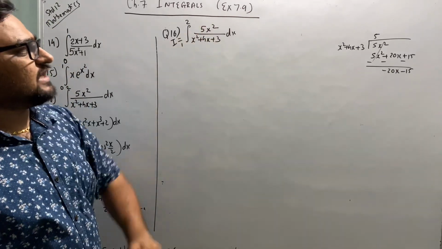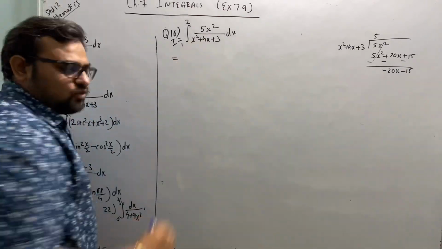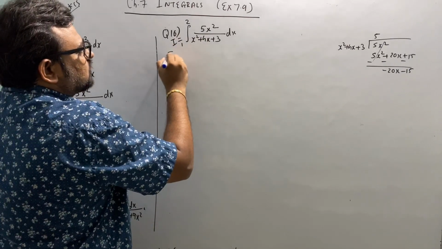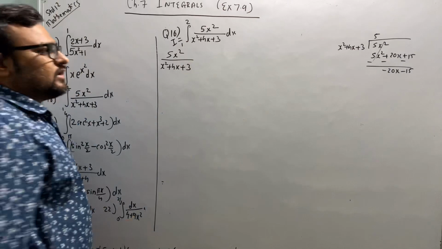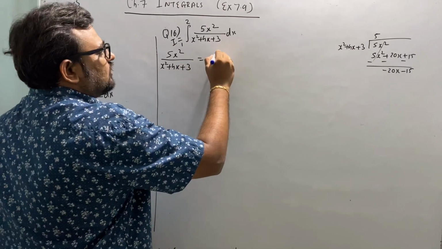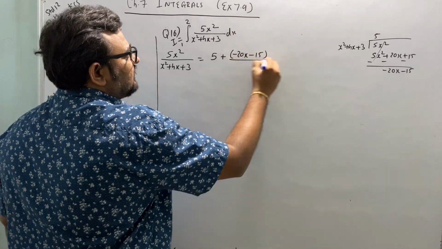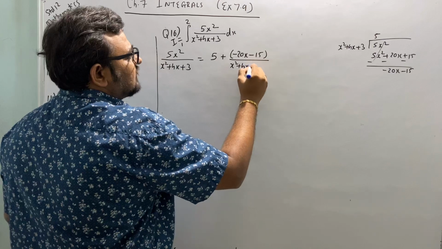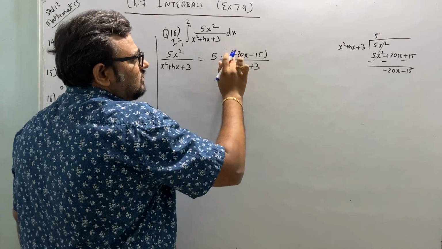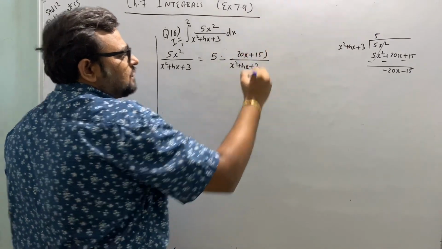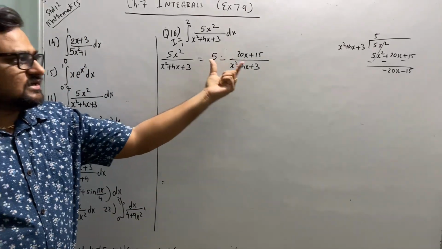So instead of 5x square, I can write it down here. This will be equal to, let's first solve this one. 5x square upon x square plus 4x plus 3 will be equal to 5 plus minus 20x minus 15 upon x square plus 4x plus 3. Okay, if I take this minus sign common, it will be plus 20x plus 15. So now integration of 5 will be 5x.